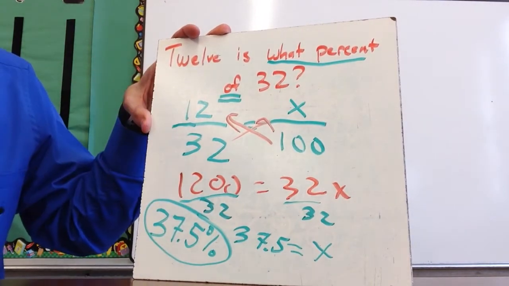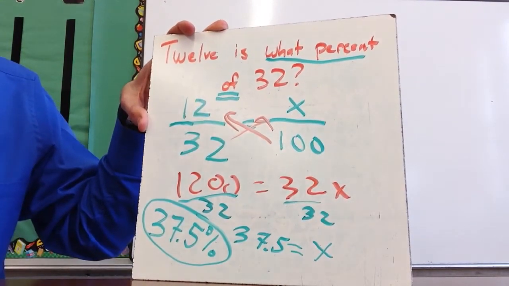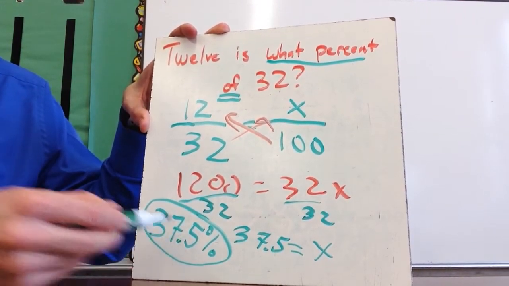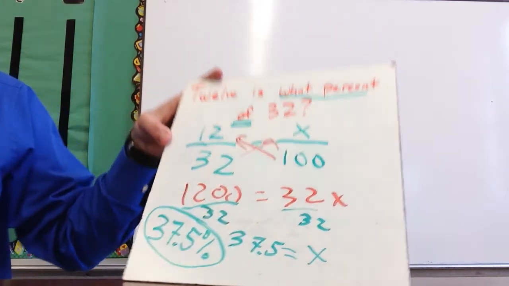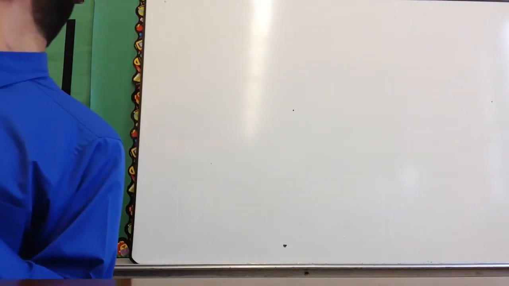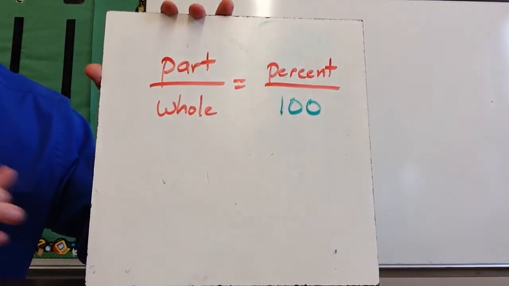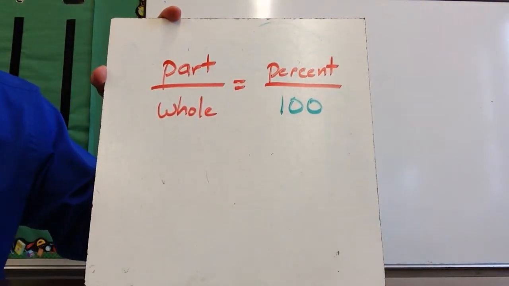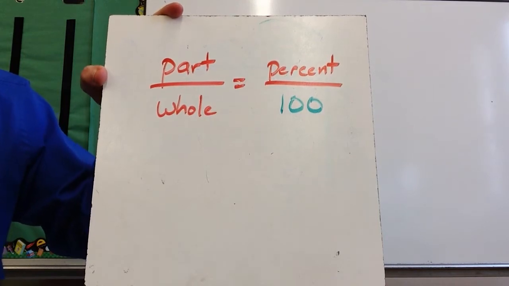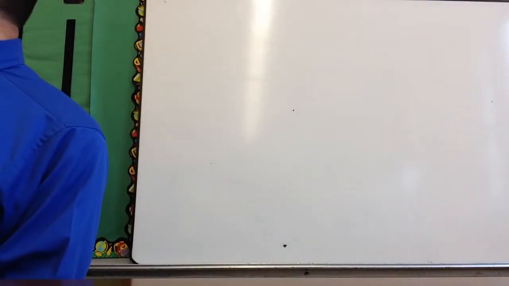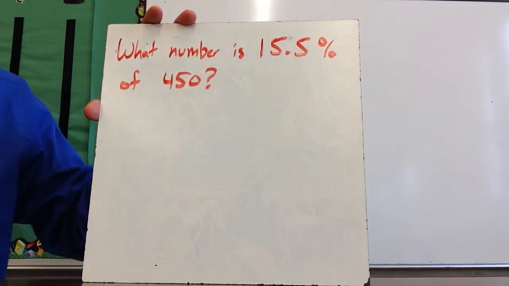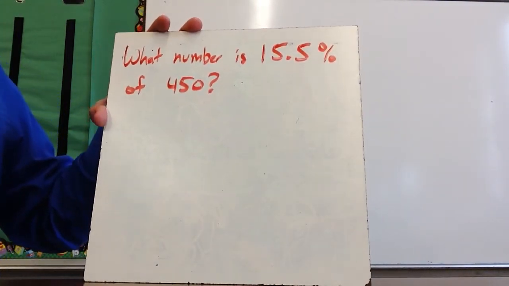12 is what percent of 32? It is 37.5%. All right, so that's one type of problem that you're going to see. Keep in mind that we are using this proportion, so it may not be a bad idea to write this somewhere, because you're going to be using it a lot. All right, what number is 15.5% of 450?